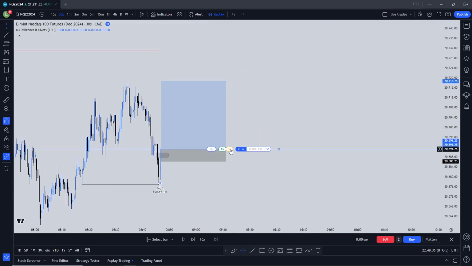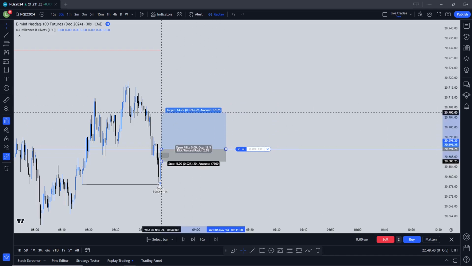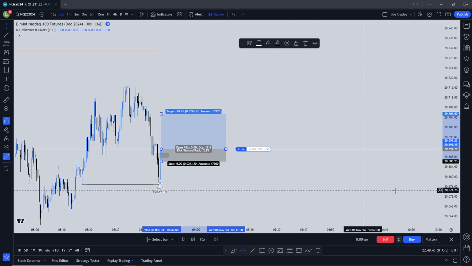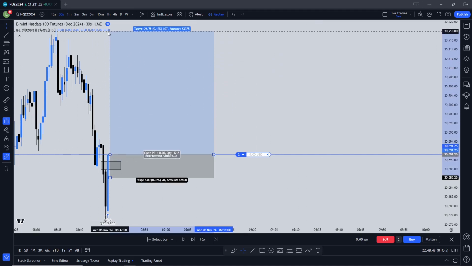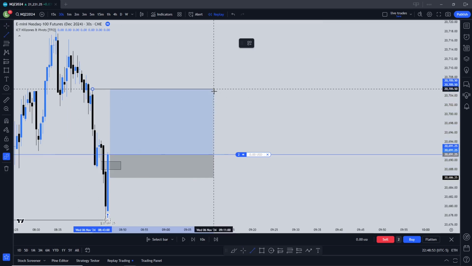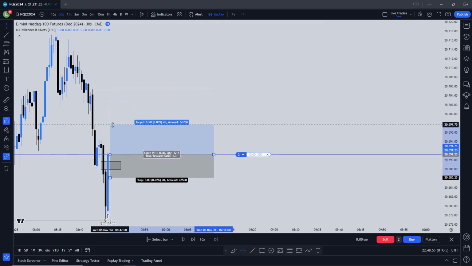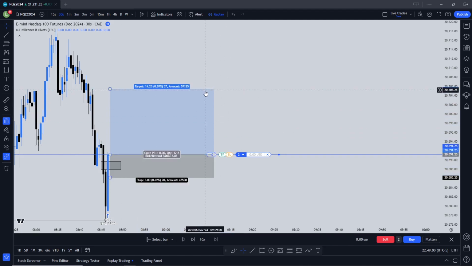We'll enter in here with two contracts. People were asking me in the last video why I was using two contracts on every one. I was just doing it so I could do an example of how to do partials. So what I'll do here is I'm not going to go all the way up here for like a 5R. I'm just going to target right here for a full TP and a partial at 1 risk reward right here. So what we'll do is full TP here.